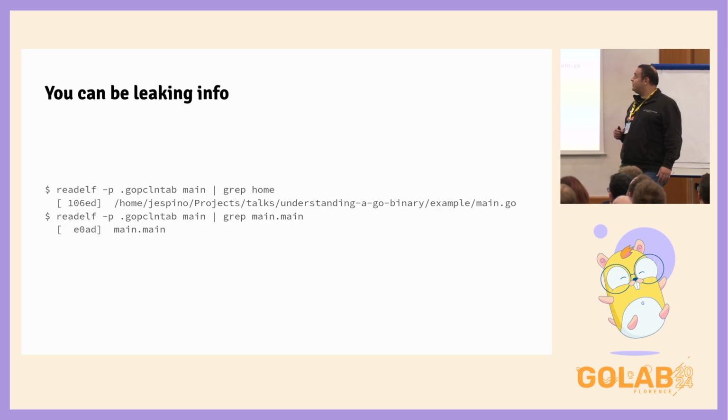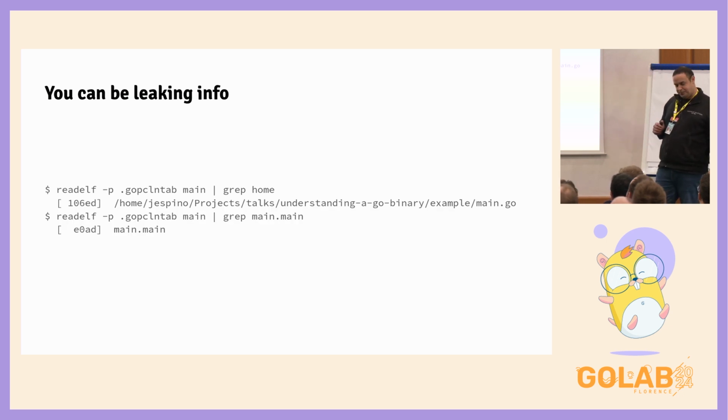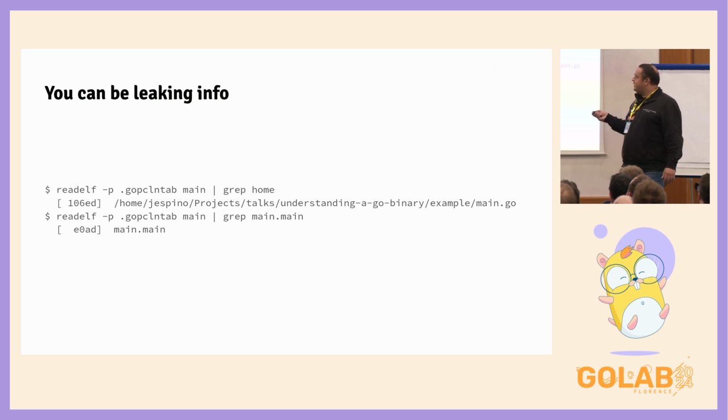What else? Another interesting thing, you can be leaking information without noticing it. If I take readelf and use -p to print the strings of the gopclntab section, I'm going to see this. I grep home and I'm going to see this. This is the place where I compiled the binary. It's my home directory, my username here. So if you are into writing malware or something like that, be careful with that, because probably your username on your machine may be similar to your GitHub handle or something like that, and then you are screwed. I'm not suggesting that you should do malware, but if you do it, do it right, please.